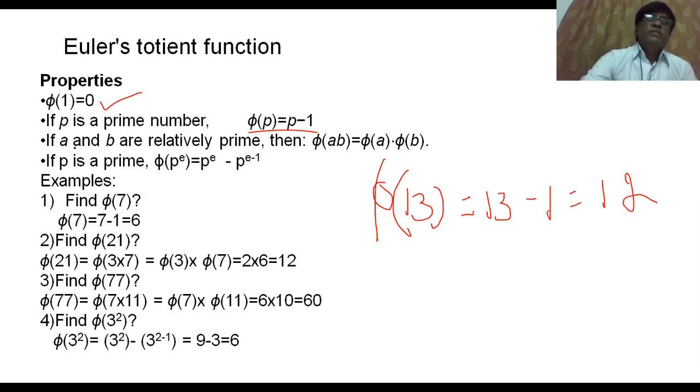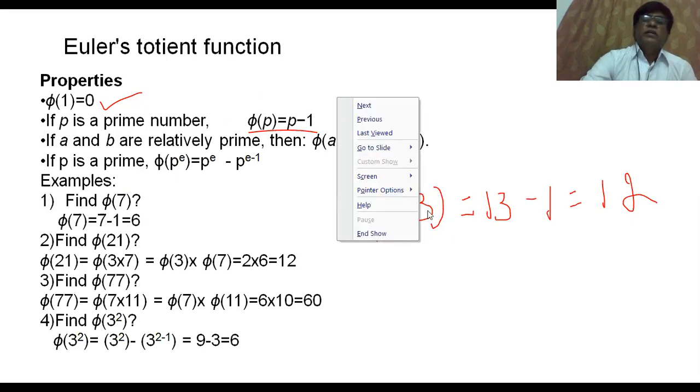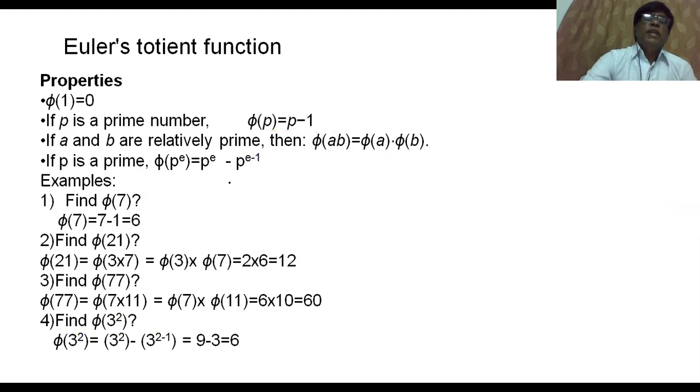That's why, if you see, another property is: if A and B are relatively prime or co-primes, then phi of A into B, assume A and B are co-primes, so phi of A into B is equal to phi of A into phi of B. This is another property.